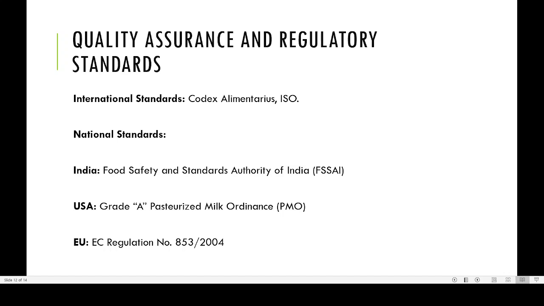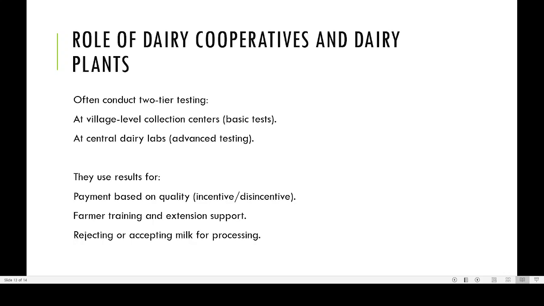Then in the USA, they have the Grade A Pasteurized Milk Ordinance. The EU regulations are there. So these are the different types of standards which we have to meet while exporting the milk. Then these are also the role of the dairy cooperatives and dairy plants. They will be giving the proper care, so that proper incentive should be given to the farmer for producing better quality milk, and how the farmer should be trained.